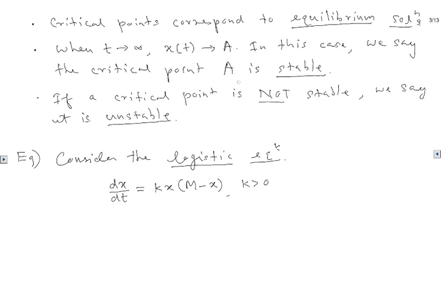What this kind of equation actually does is model the population. So these are population models. And this M is what we call the limiting value.